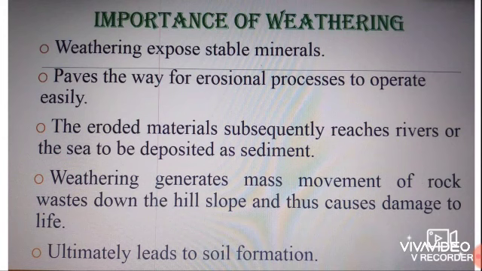There is a negative aspect of weathering, that is, weathering generates mass movement of rock down the slope and thus causes damage to life. As the rocks are broken down, they are easily transported down by gravity. So, it can damage different properties such as roads, buildings. It can cause human loss as well.